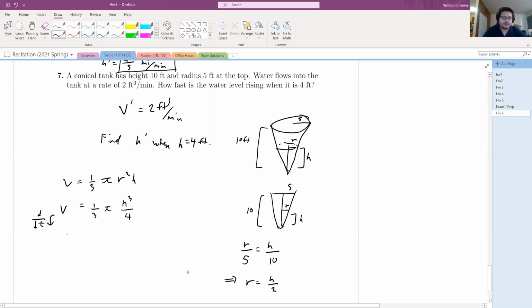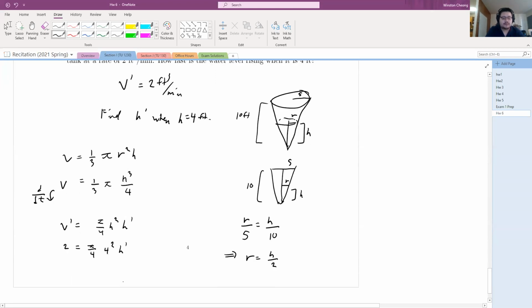Okay, so now we go ahead and we take that time derivative. We get V prime is equal to, and then here, this 3 is going to cancel this 1 over 3. So I'm just going to get pi over 4 H squared, H prime. Okay, and let's see, we're given V prime. So 2 is equal to pi over 4. We're given that H is going to be 4, so 4 squared H prime. Okay.